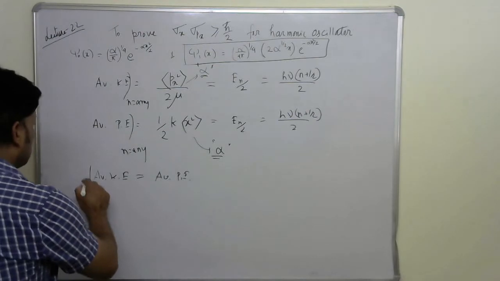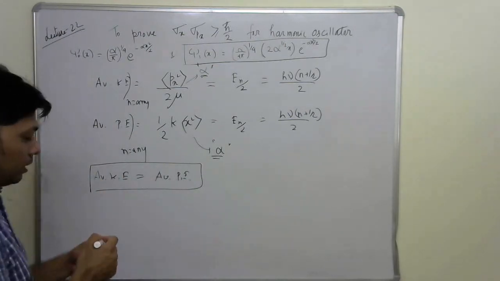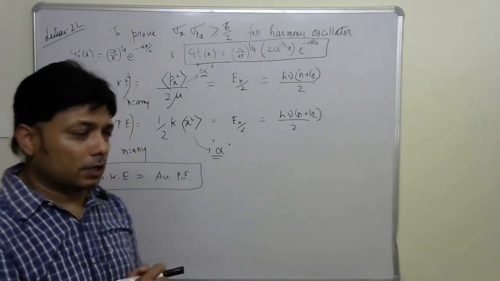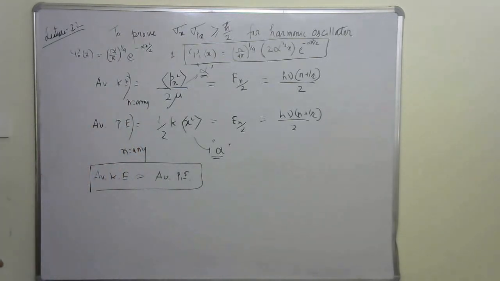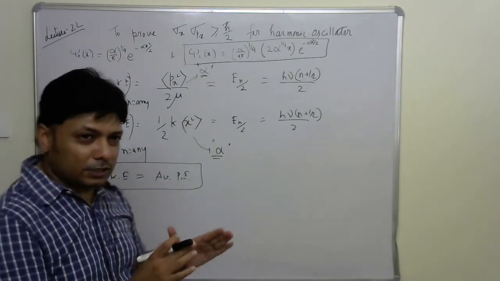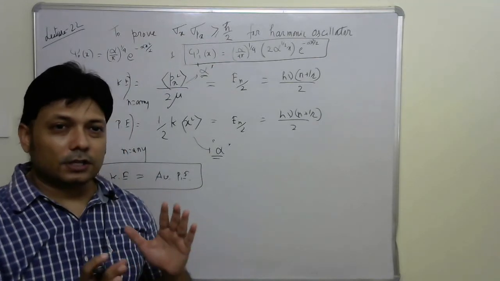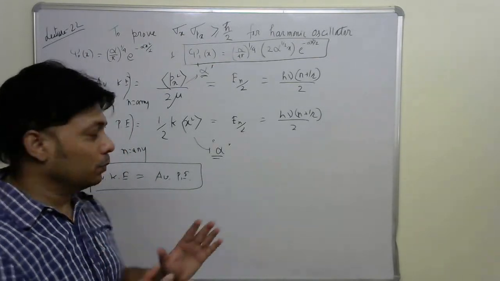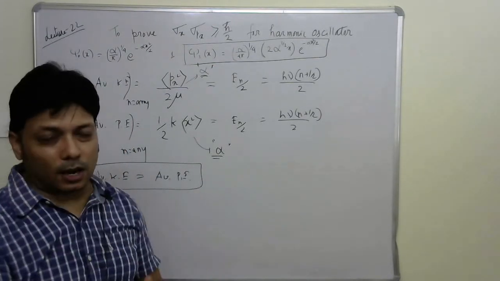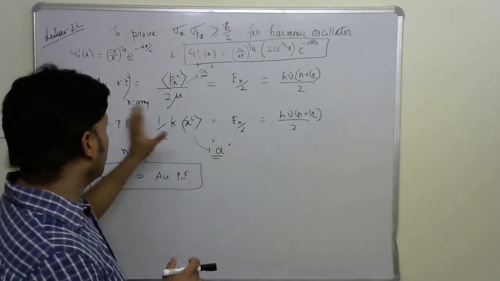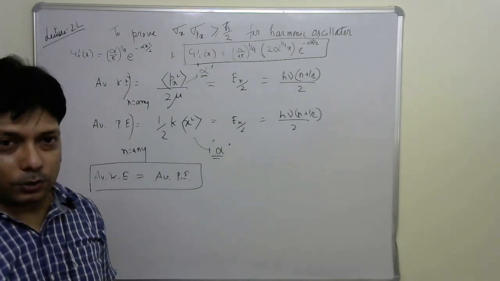The most important outcome is that the average kinetic energy is equal to the average potential energy. That means the total energy for any state n is equally divided between the kinetic energy and the potential energy. That was the major outcome of the calculations that we have done today.